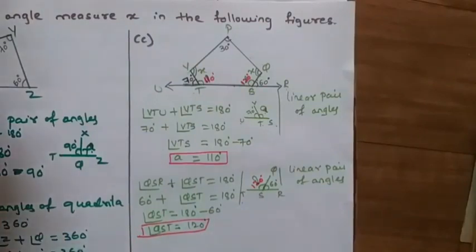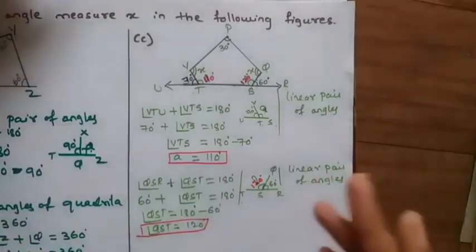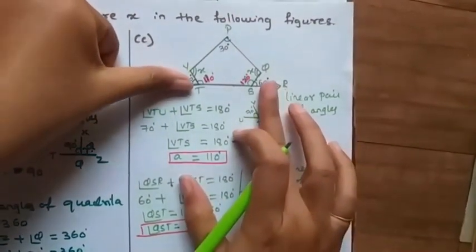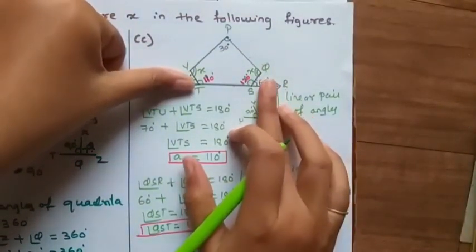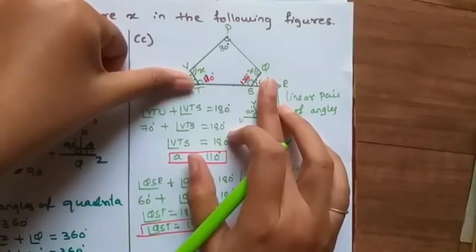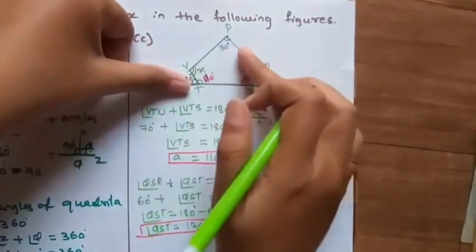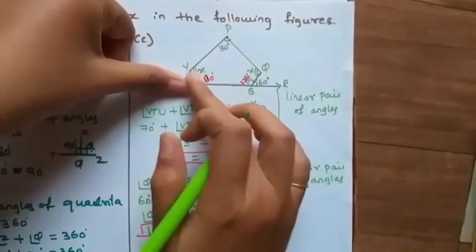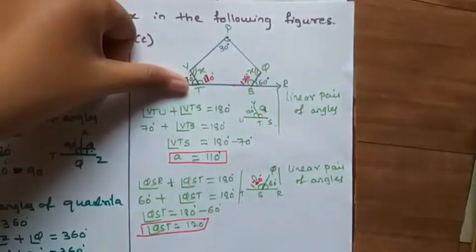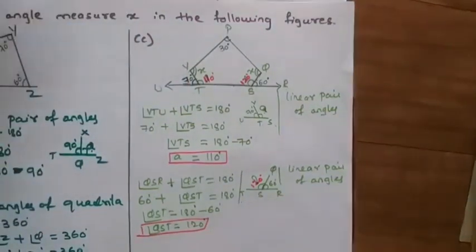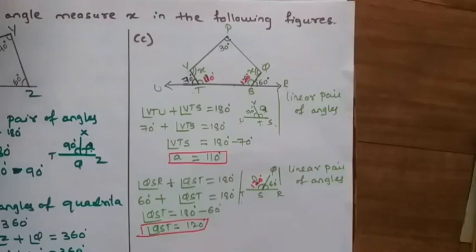Okay. Now just observe the figure. So don't observe the extended side, okay? Just observe the normal figure. Here total how many sides are there? 1, 2, 3, 4, 5. In this figure the number of sides are 5. Then this figure is said to be a pentagon. So here we have to use the angle sum property for pentagon.